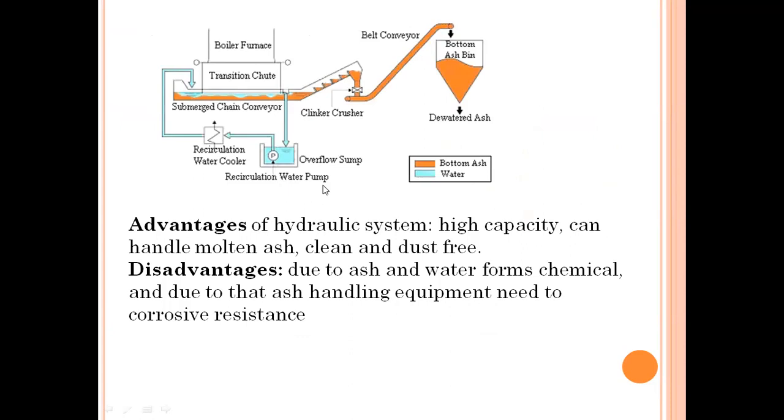We can see a boiler furnace, transition chart, submerged chain conveyor, clinker crushers, bed conveyor, bottom ash bin, dotted edge, recirculation water cooler, overflow sump, recirculation water pump.